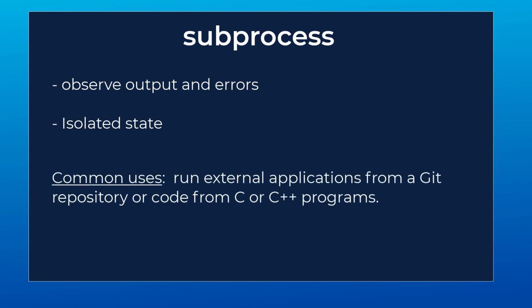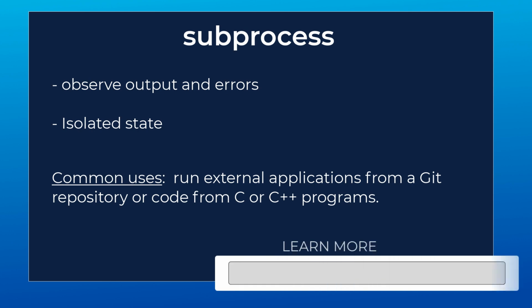Common uses of subprocess include running external applications from a Git repository or code from C or C++ programs. To learn more about subprocess, visit docs.python.org.